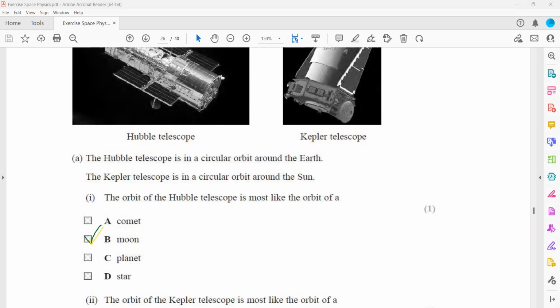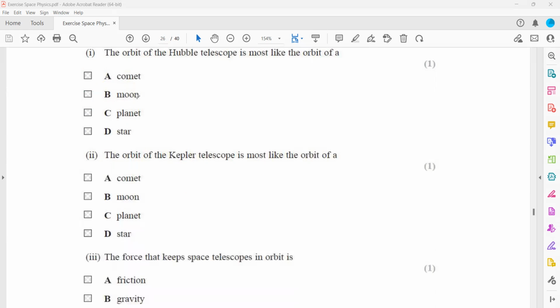Because the Hubble telescope, as you can see, is orbiting the Earth, its orbit will most likely be like a moon, because the moon is orbiting the Earth. That's why. The Kepler telescope is orbiting the Sun. So you can use a screen annotation.